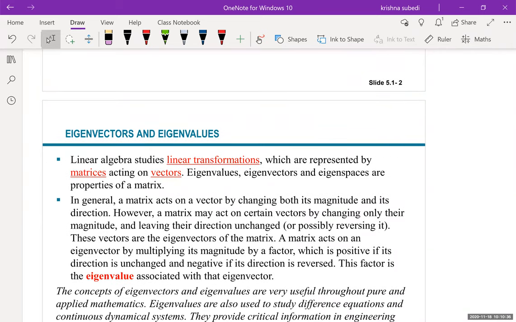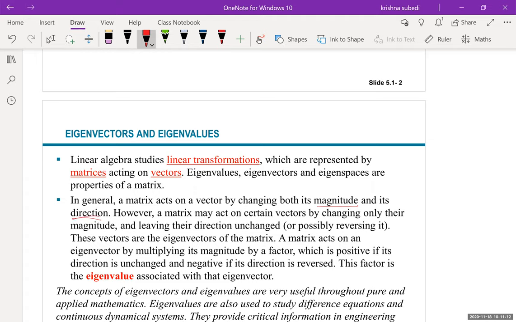As you know, linear algebra studies linear transformations, which are represented by a matrix acting upon a vector. Eigenvalues, eigenvectors, and eigenspaces are basically properties of a matrix. In general, a matrix acts on a vector by changing both its magnitude and its direction. So when we multiply a vector with a matrix, in other words, when we use a matrix for a transformation, generally it changes its magnitude as well as direction.